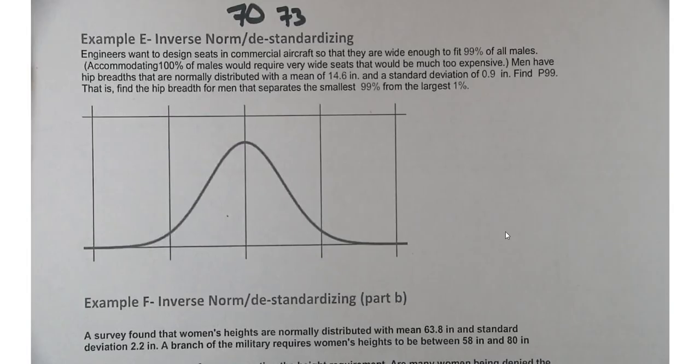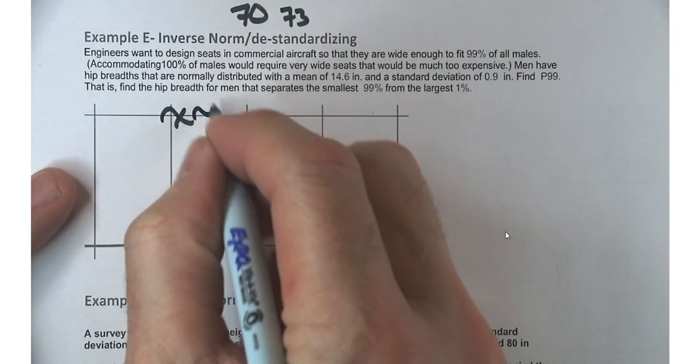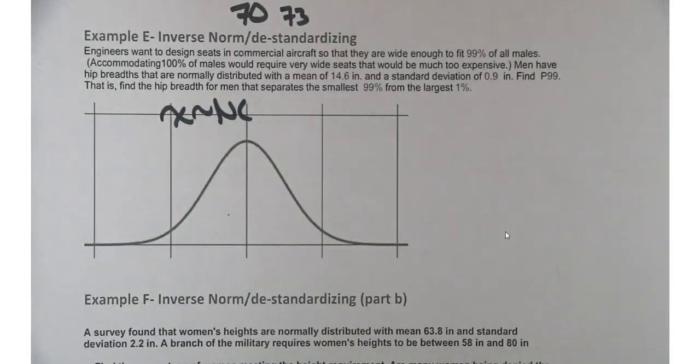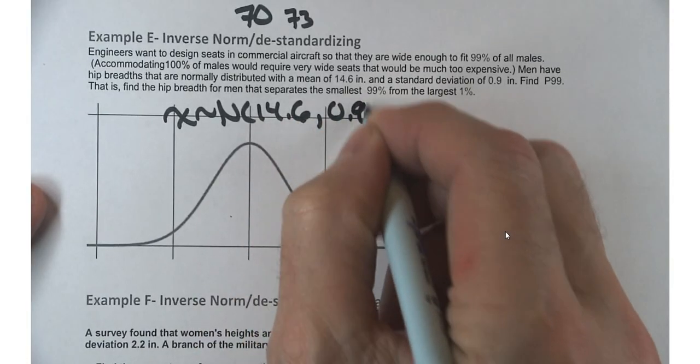Engineers want to design seats in commercial aircraft so that they are wide enough to fit 99% of all males. Accommodating 100% would be too expensive. Men have hip breadths that are normally distributed with a mean of 14.6 and a standard deviation of 0.9. Let me start by writing that down here. Mean of 14.6, standard deviation of 0.9.